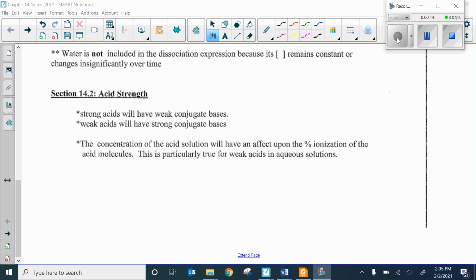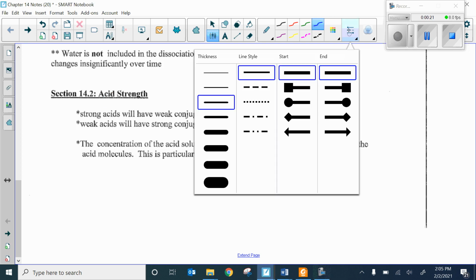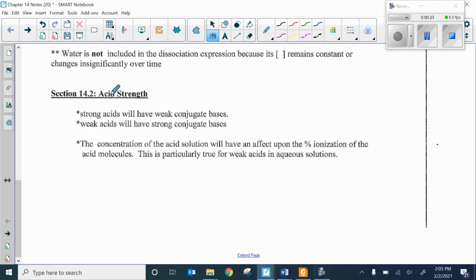So the first thing is we're going to talk about acid strength, and keep in mind our shortcut formula for writing acids: the concentration of HA will have weak conjugate bases. So we have the cation with the anion, and acids are going to donate that cation. So what we have left for a conjugate is the anion. And then weak acids will have strong conjugate bases. So we're going to talk a lot about the percent of ionization of those acid molecules.